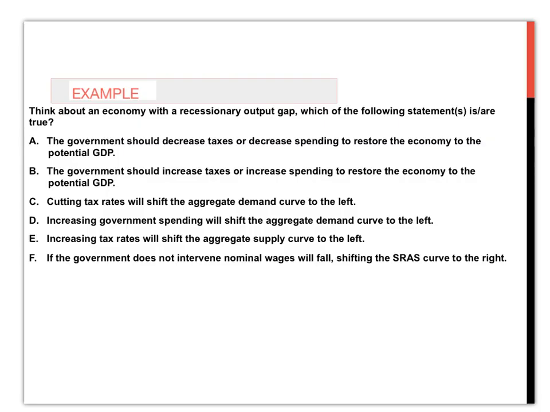Okay, so let's do an example. Think about an economy with a recessionary output gap. Which of the following statements are true? The government should decrease taxes or decrease spending to restore the economy to potential GDP. The government should increase taxes or increase spending to restore the economy to potential GDP. Cutting taxes will shift the aggregate demand curve to the left. Increasing government spending will shift the aggregate demand curve to the left. Increasing tax rates will shift the aggregate supply curve to the left. If the government does not intervene, nominal wages will fall, shifting the short-run aggregate supply curve to the right. So pause the video, and once you've answered the question, come back and we'll review.